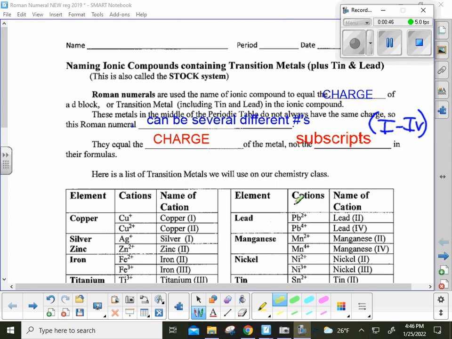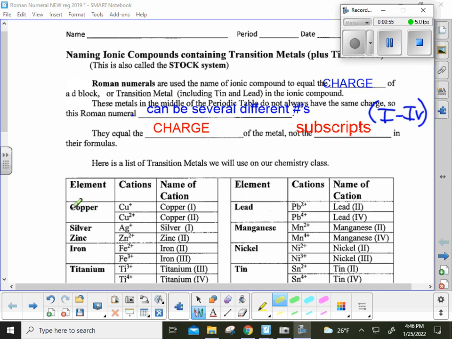Okay, so we're going to be doing the same kind of things, but we're using the elements that are in the D block, like copper and silver and zinc, manganese, nickel, etc. All these are from the D block, okay?